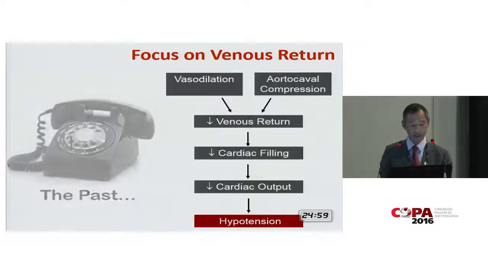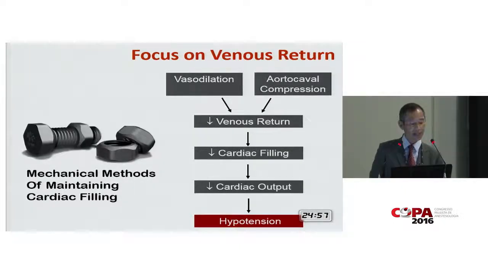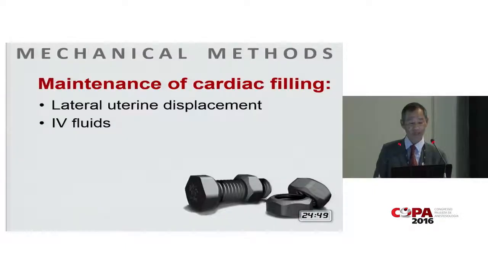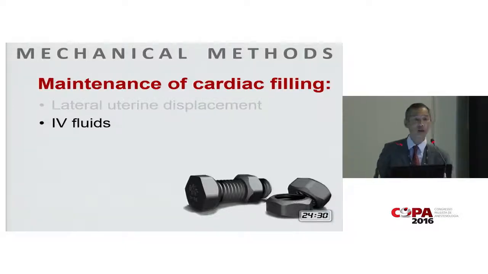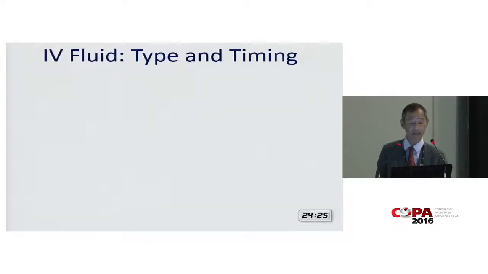So because of this, there was the introduction of a number of different, what I call mechanical methods of trying to maintain this cardiac filling. And these were strategies such as the use of left lateral uterine displacement and the use of intravenous fluids. And these are techniques that I use, you probably use in your everyday practice. The one that I will talk about briefly is the use of intravenous fluids, which I think that many of us use during our spinal anesthetics.